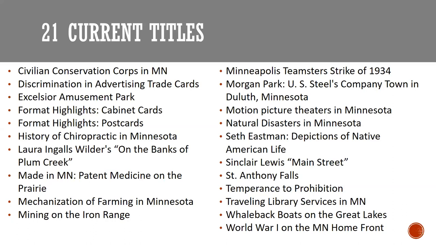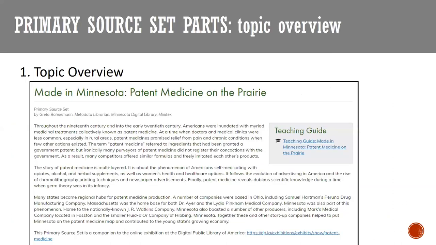And they also highlight lesser known things, like the whaleback boats on the Great Lakes. And again, really emphasizing that they're just dictated by our collection's content. We must have content in Minnesota Reflections to write a primary source set. Now, I'm going to walk you through what each set is comprised of.